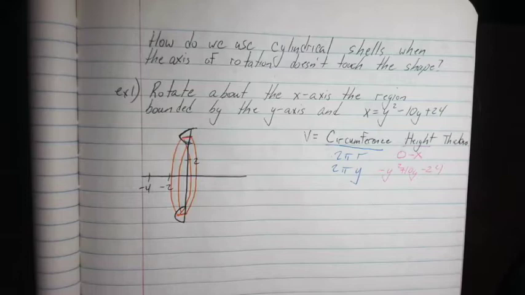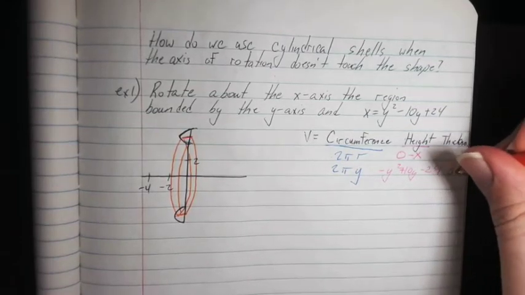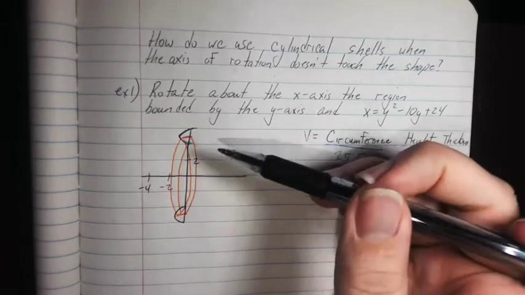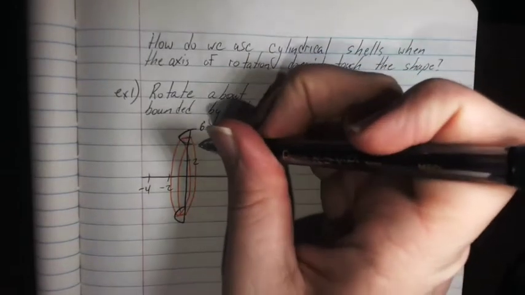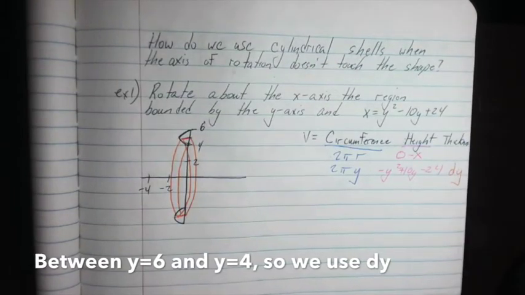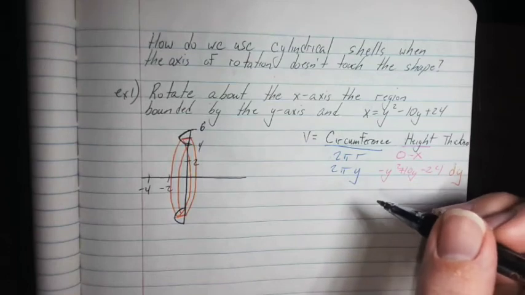Last but not least, the thickness. Well, that's just going to be dy. Now our bounds for our integral. Well, this is in between 6 and 4. So those are going to be our bounds. Let's clean this up a bit and make it look how we want.